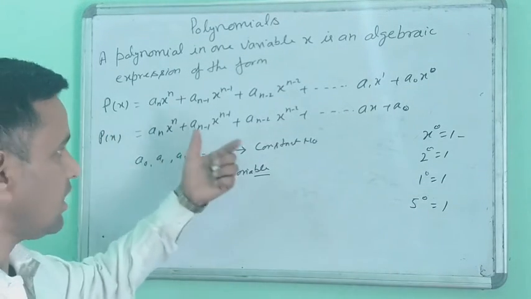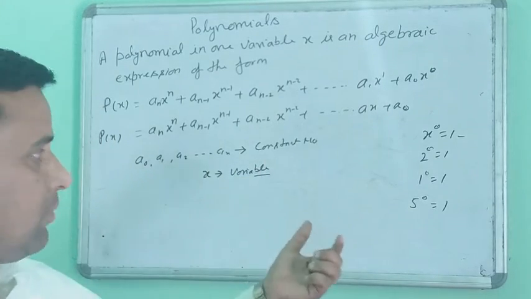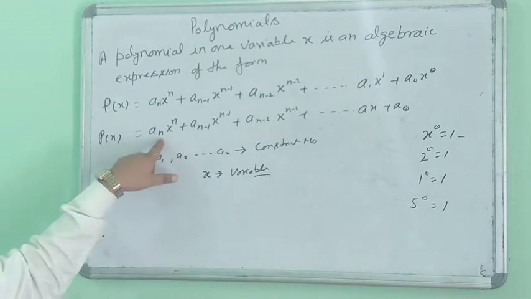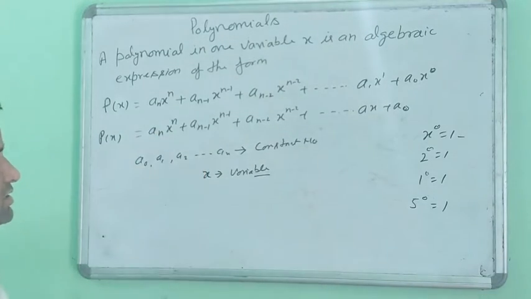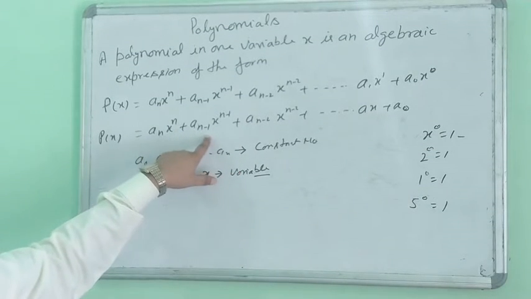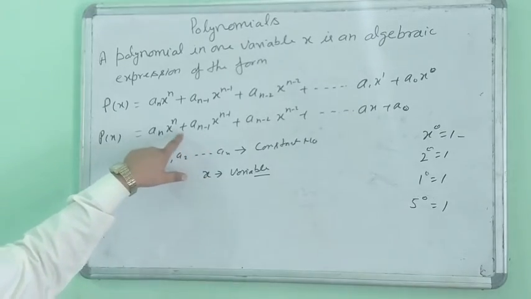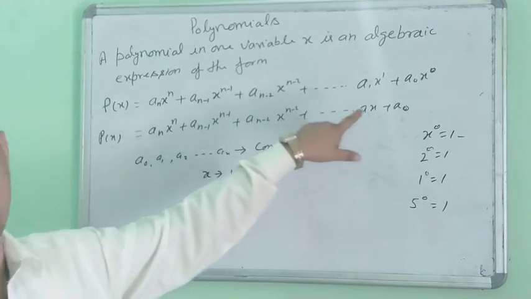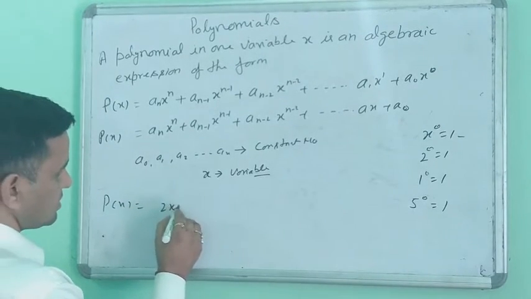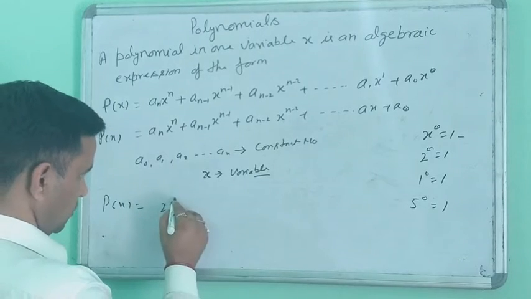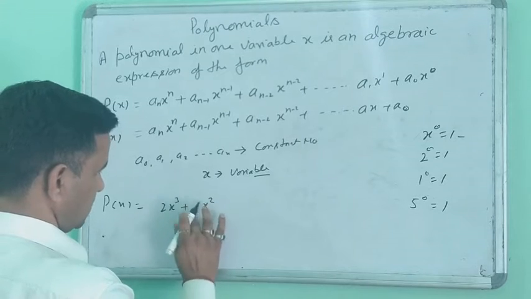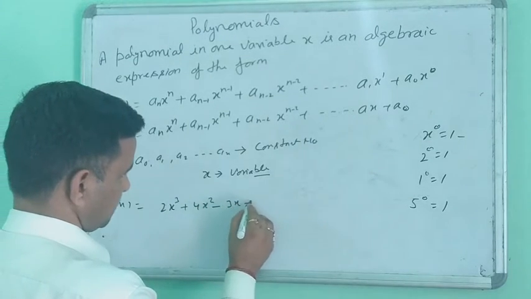After that, how many terms are there in these variables? Then you have to count this. Terms are separated by plus and minus. Sometimes it is plus, sometimes minus, this does not matter. But when you multiply and divide, the number of terms does not increase or decrease. When there is addition and subtraction sign, you count the terms. So suppose one example, p(x) equals 2x^3 plus 4x^2 minus 3x plus 6.